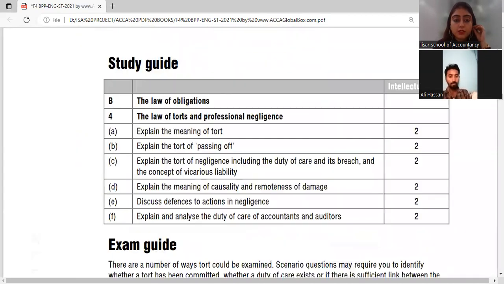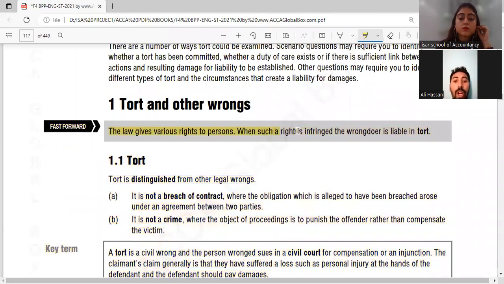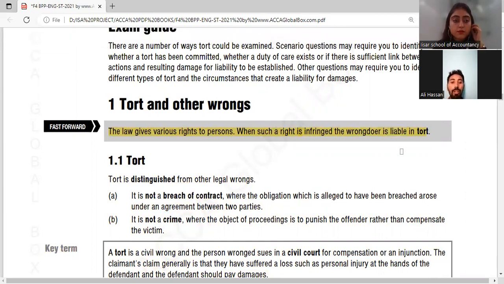So the first one, tort and other wrongs. Please read, Ali. Okay. The law gives various rights to the person. When such a right is infringed, the wrongdoer is liable in tort. Right. The law gives various rights to persons. When such a right is infringed, the wrongdoer is liable in tort.